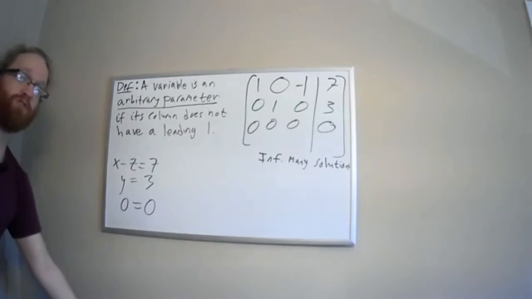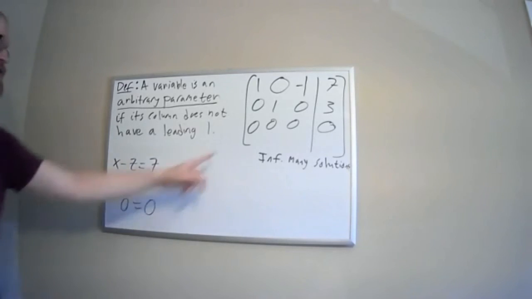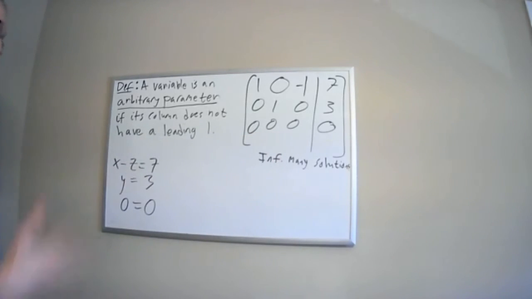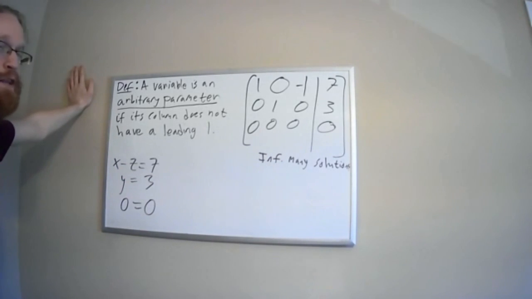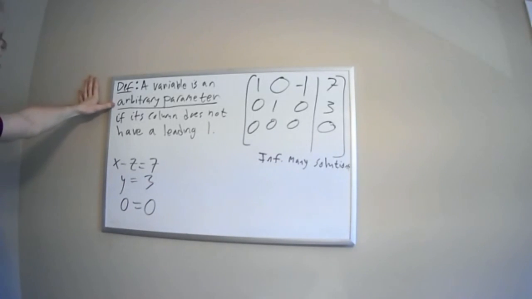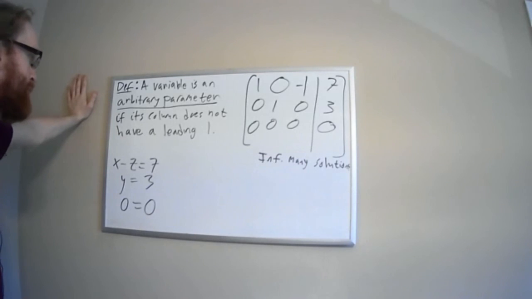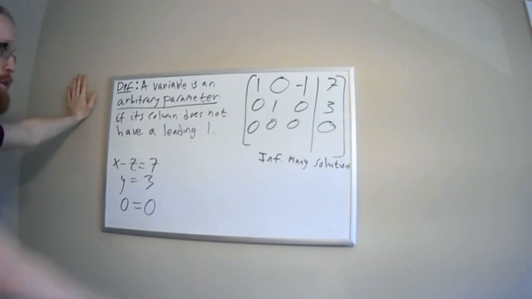So when I look in a reduced matrix, remember that each column represents a variable, to the left of the bar anyway. And if the column representing some variable does not have a leading one, then that variable is what we call an arbitrary parameter. And in a second, I'll make clear why we give it this name. So if we look over here, what is the arbitrary parameter? Which column is missing a leading one in this matrix?